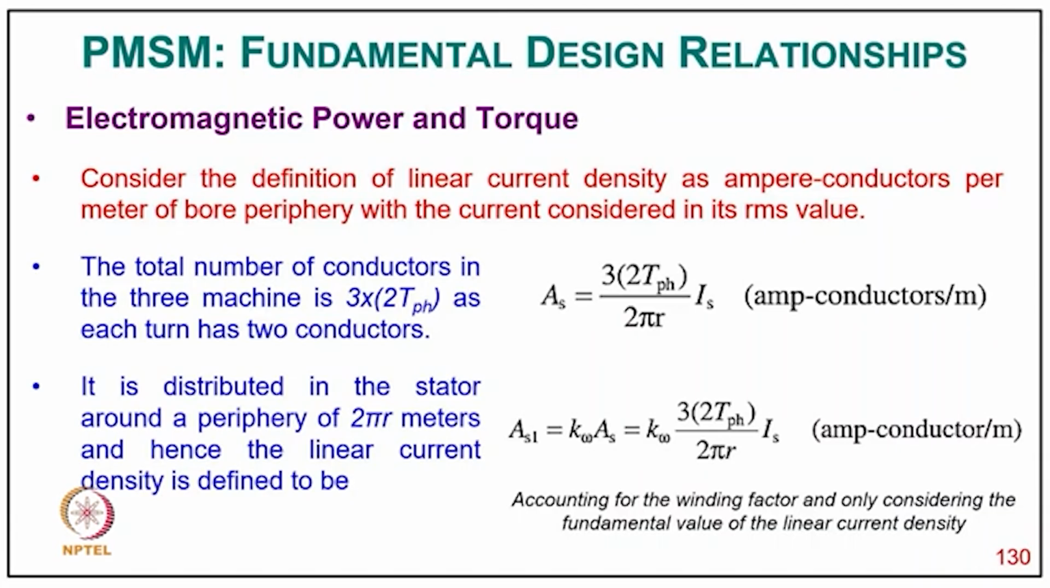Here the total number of conductors in a three-phase machine is 3 × 2T_ph, as each turn has 2 conductors, and A_s equal to 3 × 2T_ph / 2πr × I_s, that is ampere conductors per meter, and it is distributed by the stator around the periphery of 2πr meters, and hence the linear current density is defined as A_s1 equal to k_w · 3 · 2T_ph I_s / 2πr ampere conductors per meter, accounting for the winding factor, only considering the fundamental value of the linear current density.